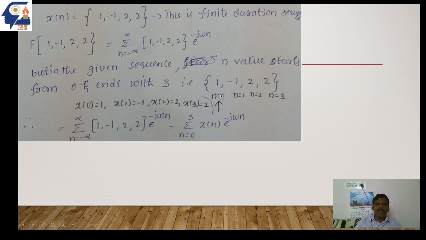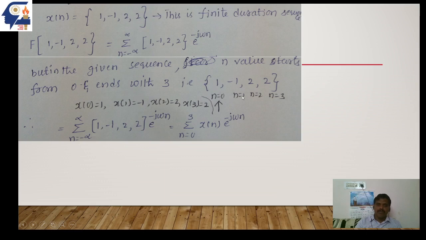That means when n equal to 0, x of 0 is 1. When n equal to 1, x of 1 is minus 1. When n equal to 2, x of 2 is 2. N equal to 3, x of 3 is 2. That means n starts from 0, ends with 3. So the summation is in general n equal to minus infinity to plus infinity, because it is a given sequence, the finite duration sequence.